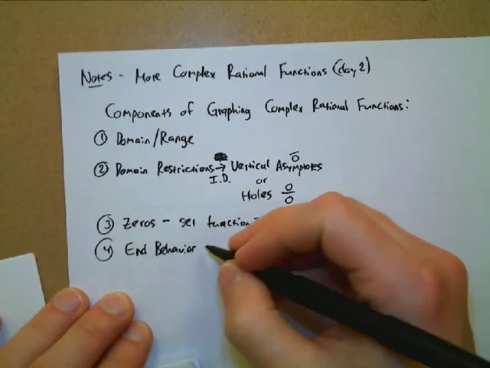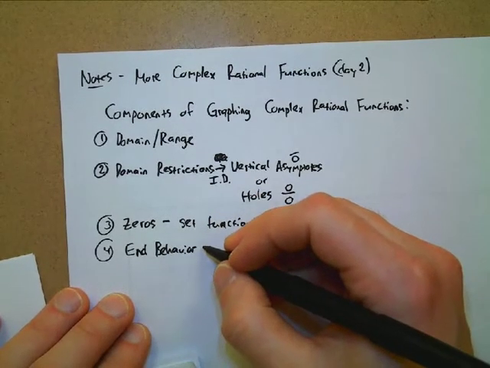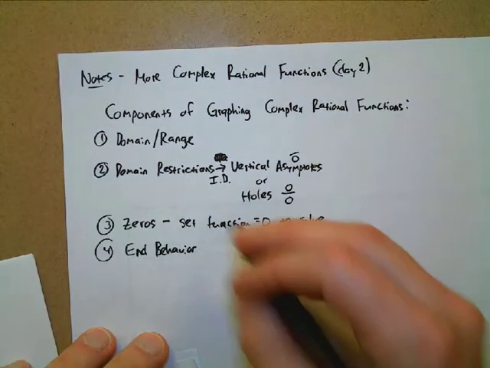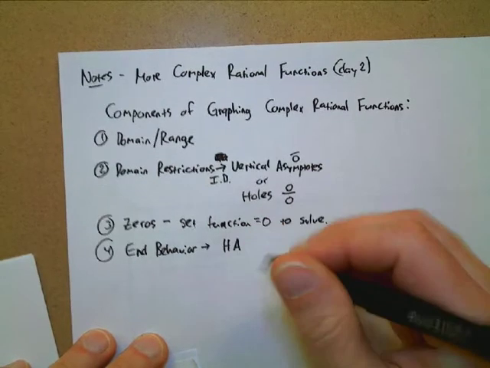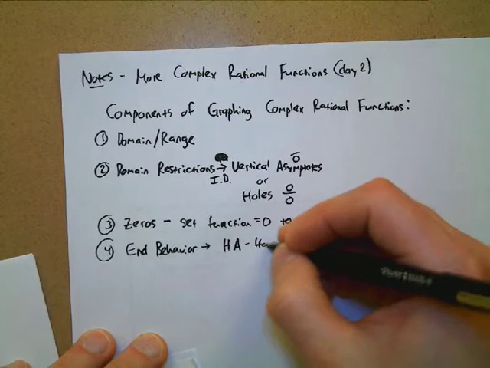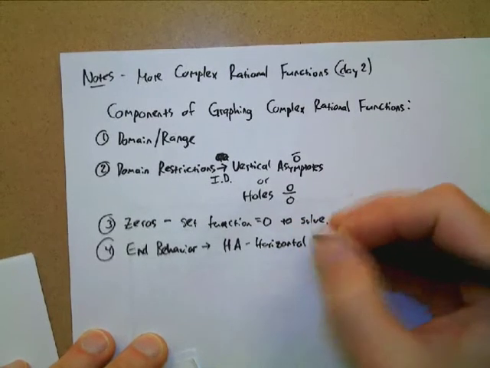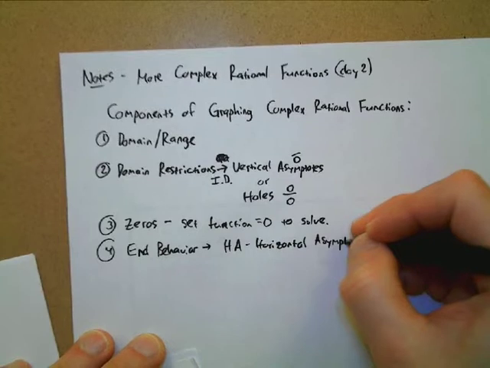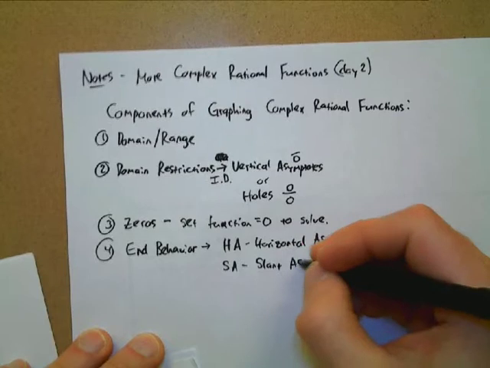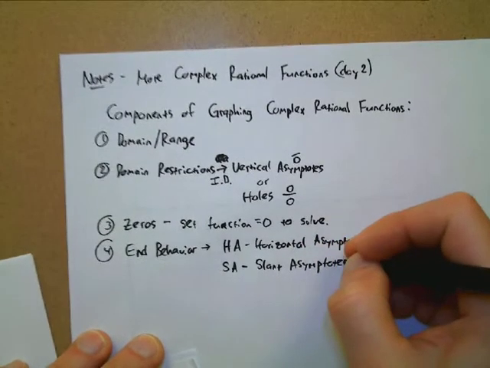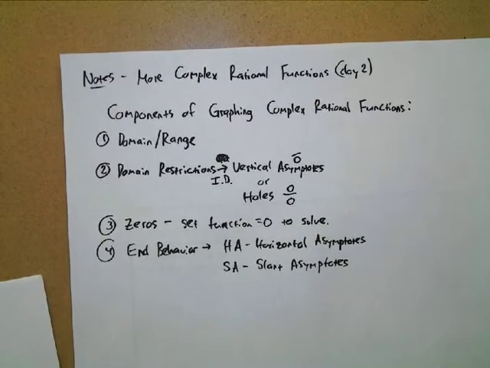We'll get into that more here. This is where we can get horizontal asymptotes, and this is where we can get slant asymptotes as well. We can get horizontal asymptotes or slant asymptotes here. We'll talk about those today. That's what we're going to be looking at today.